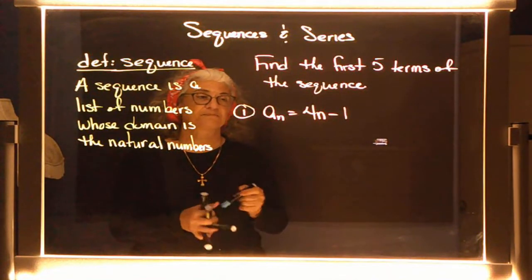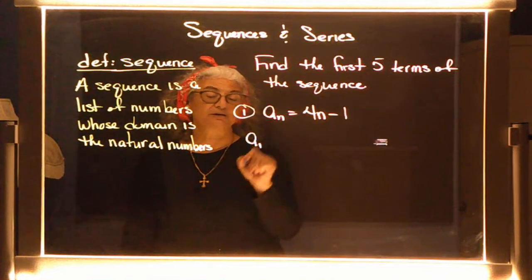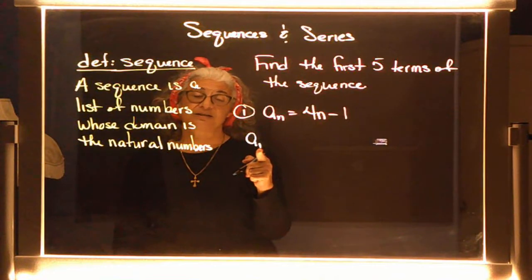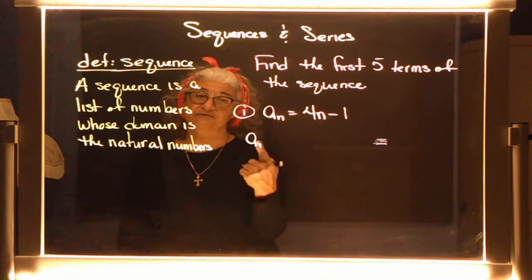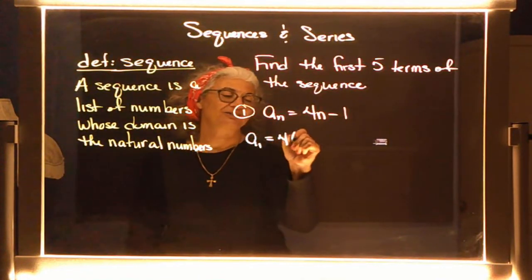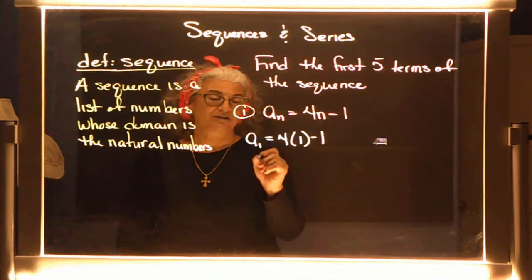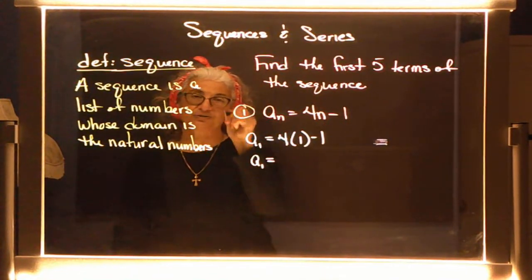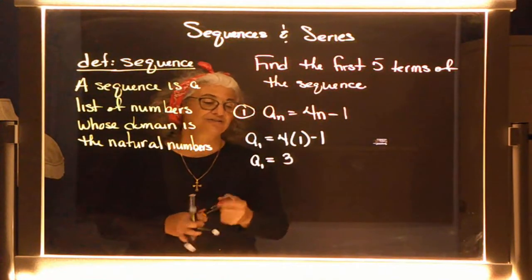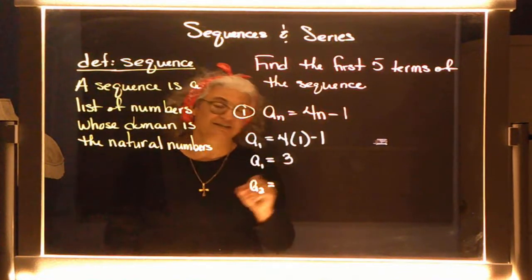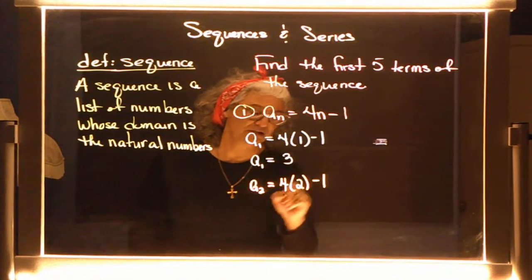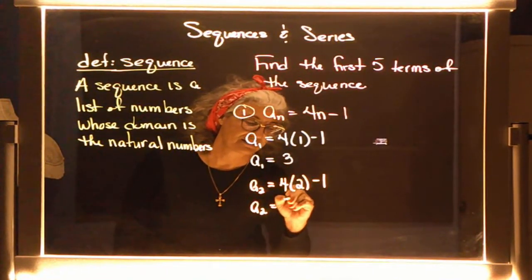Which means if I want to find a sub 1, which is the first term of the sequence, right? Because that's what that notation is telling us. The n has been replaced by the 1, so that's the first term. That means on the other side, you're going to do 4 times 1 minus 1, which means the first term of the sequence is equal to 3. How about the second term of the sequence? How do I find it? Yeah, that means 4 times 2 minus 1, which means term number 2 is 7.